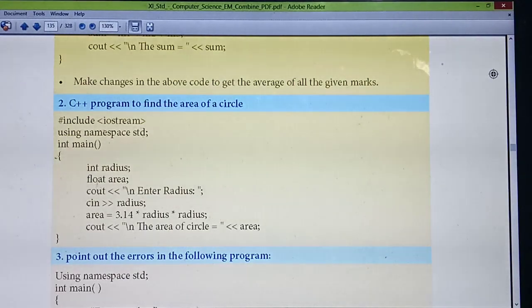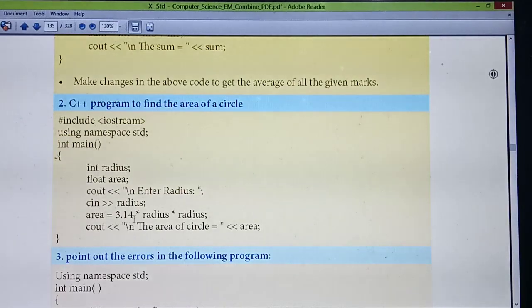So it's a point number, isn't it? So point number means you should give the data type as float. Okay, number means no problem, you can give the data type as int. Okay, int. Then point numbers means you should give the data type as float. Why are you giving the data type as float for area?